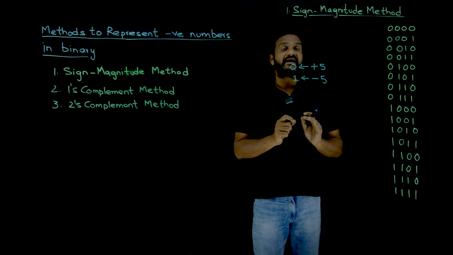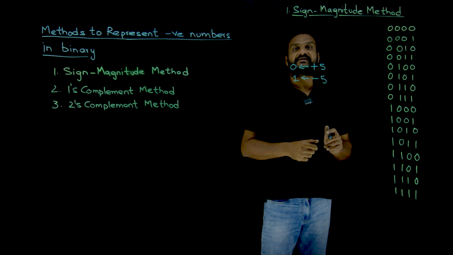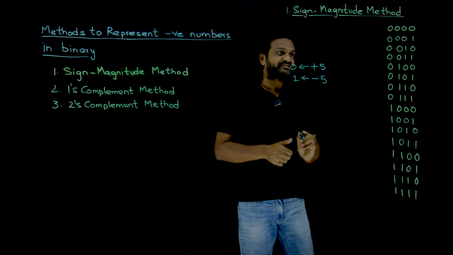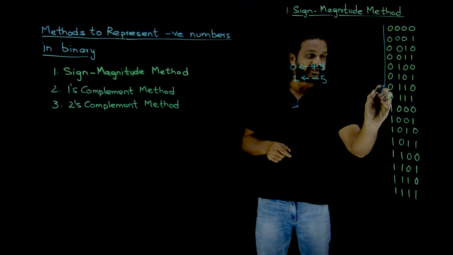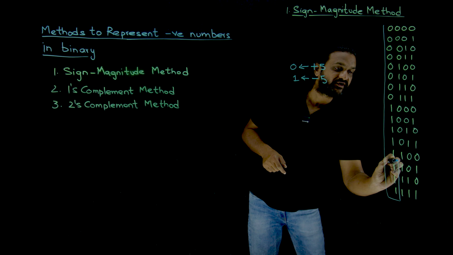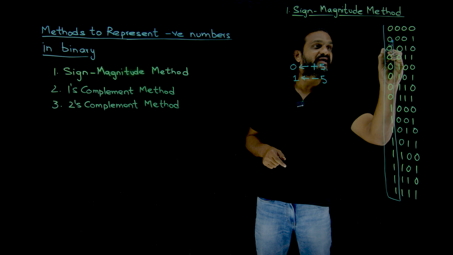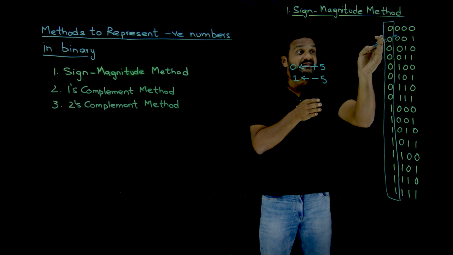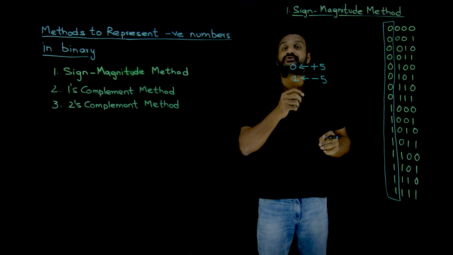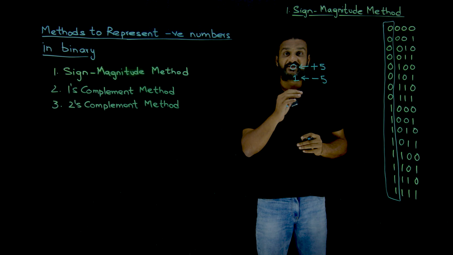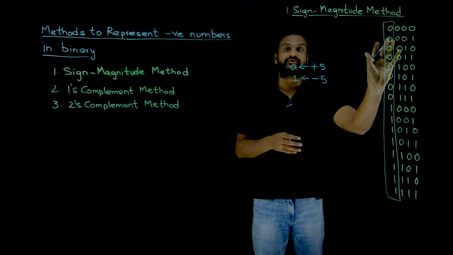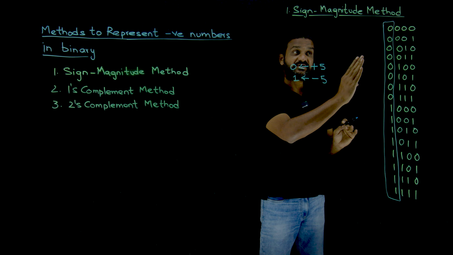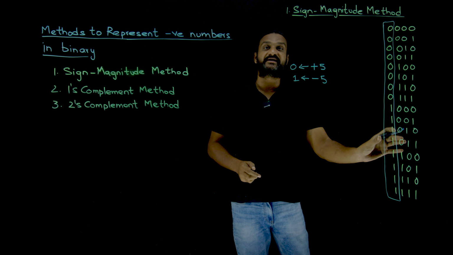Now we will understand the concept of the sign magnitude method. The name itself states sign magnitude. As we have discussed, the leftmost bit is always used for sign, so I am going to separate the leftmost bit and the remaining bits. Here we are using a 4-bit representation. The remaining 3 bits are used for magnitude. Try to understand this. Now let's see how these numbers will get converted with this representation.